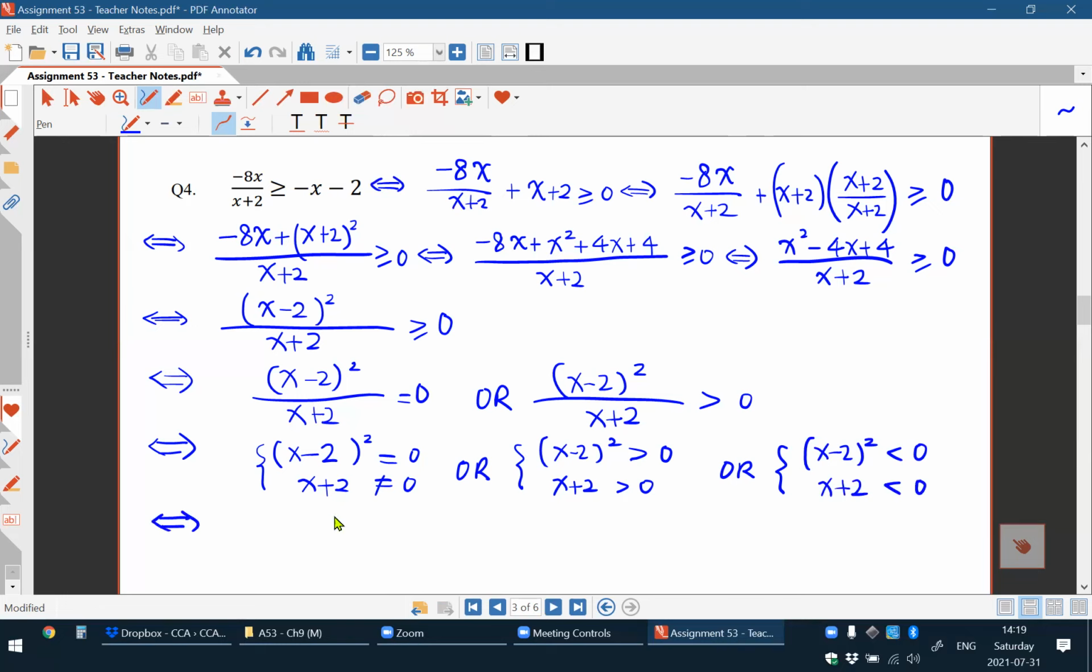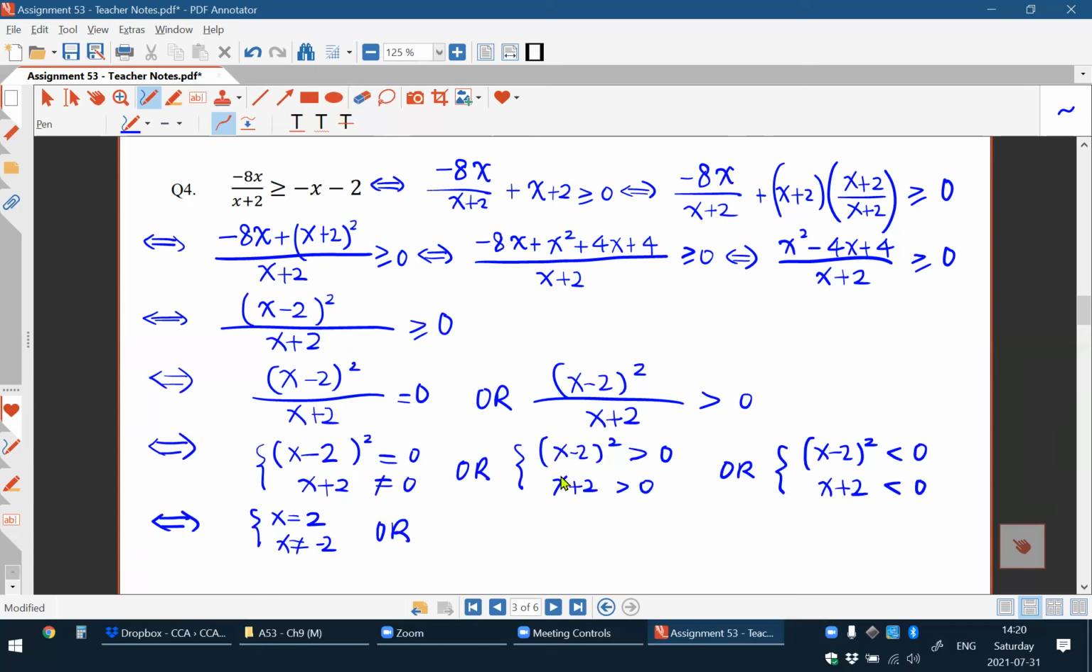Okay, let's solve them one by one. First case, x minus 2 squared is 0. That means x is 2, and at the same time, x cannot be minus 2. Sorry, x must be 2 and x cannot be minus 2.